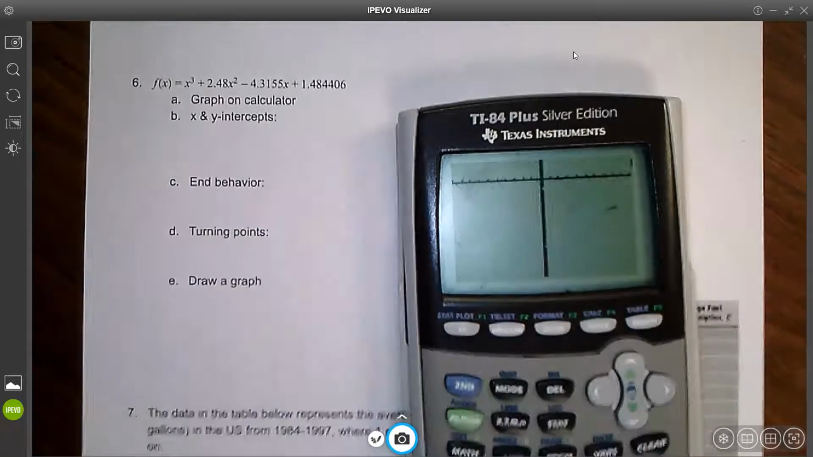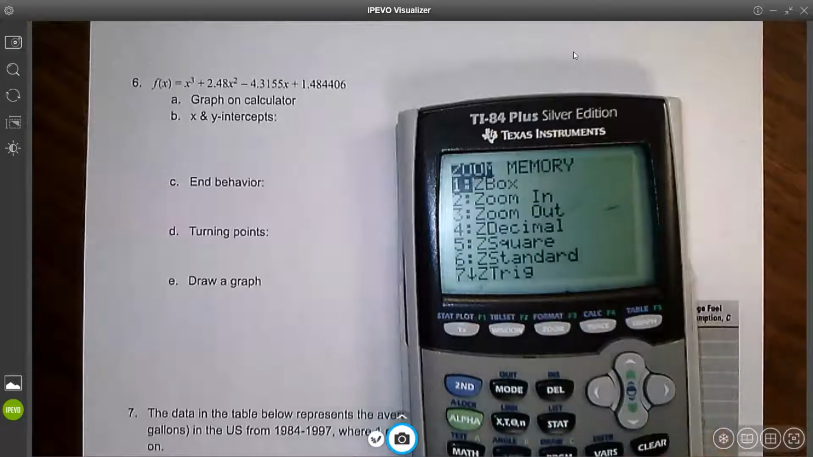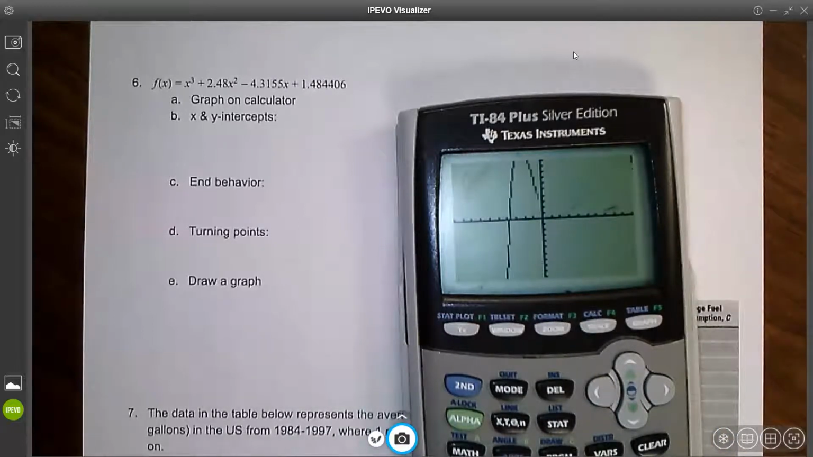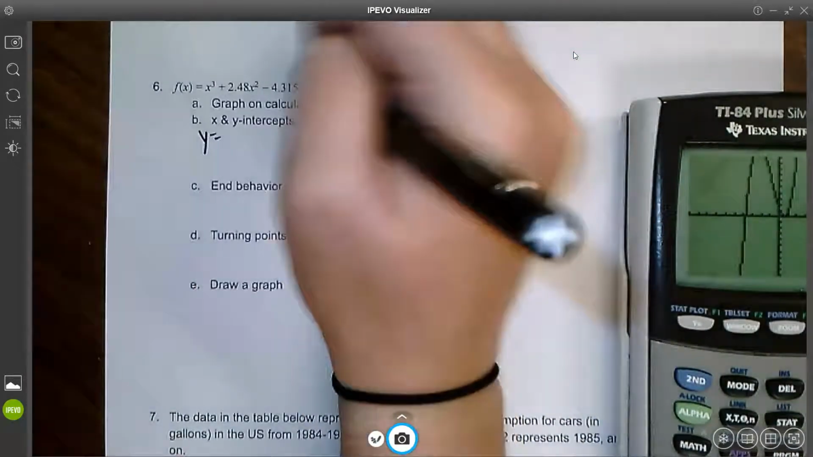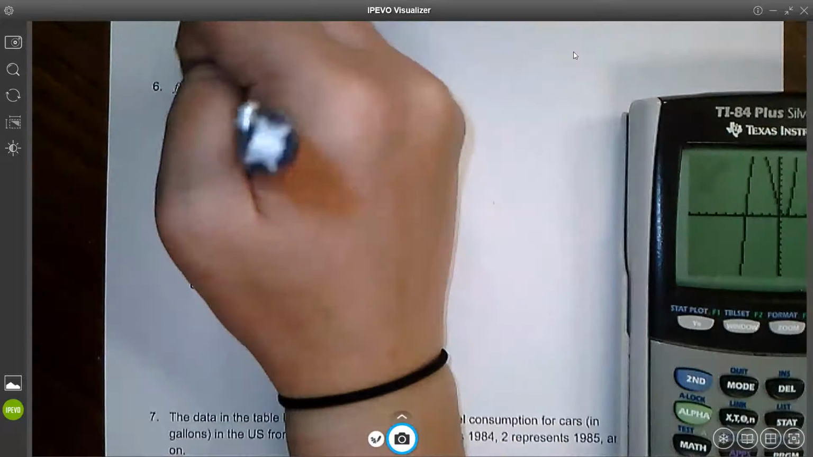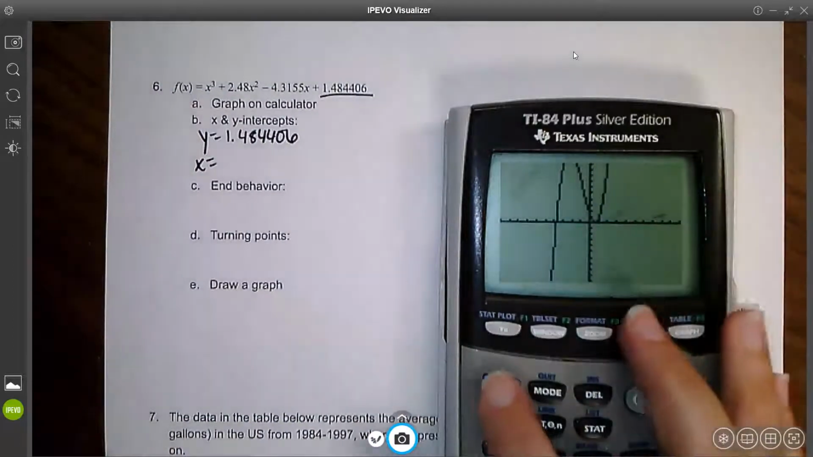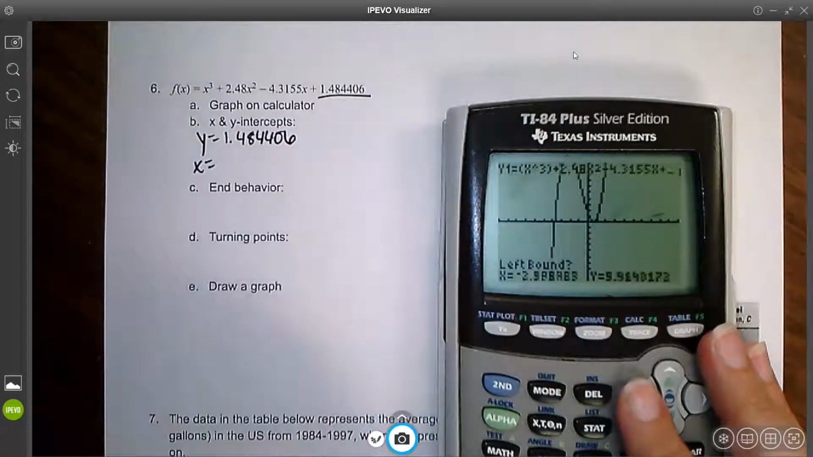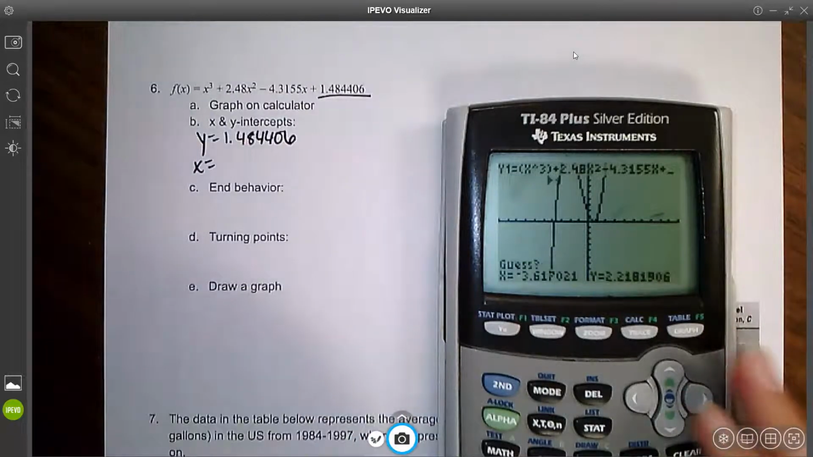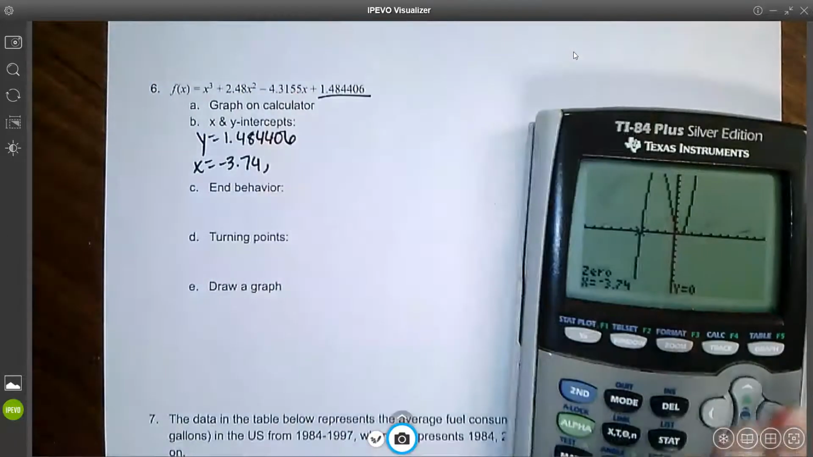Graph it. I need to adjust my window again, sorry. 2, 6. And I need to find my x and y intercepts. Right away, I can look at my equation and tell you my y-intercept is this constant, 1.484406. My x-intercepts, looks like I've got 2 of them, so I can trace. I need to find my 0 on this one. Which is negative 3.74. And this one is crossing, so it's a multiplicity 1.